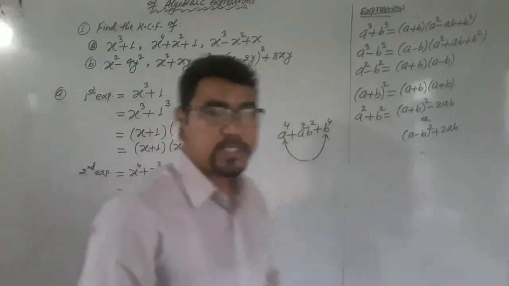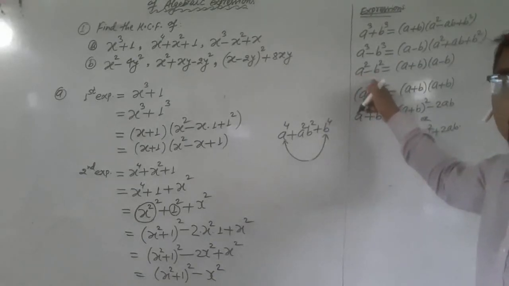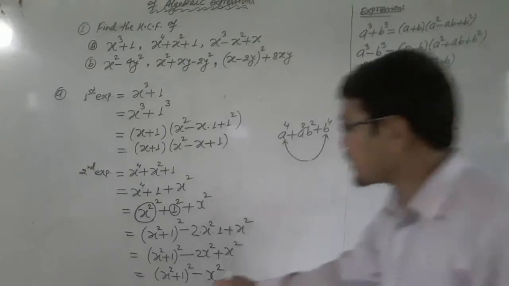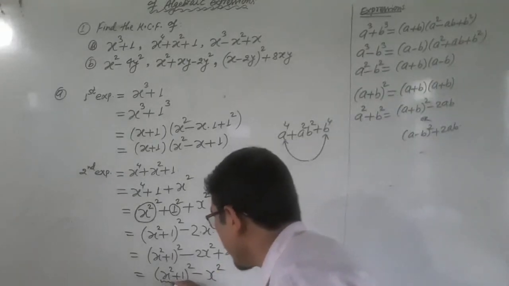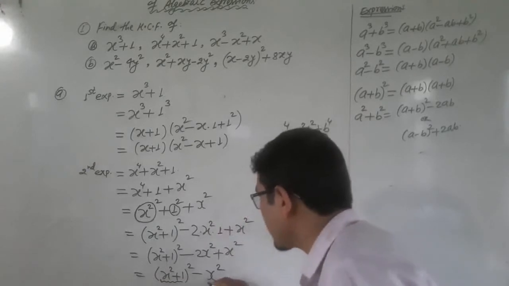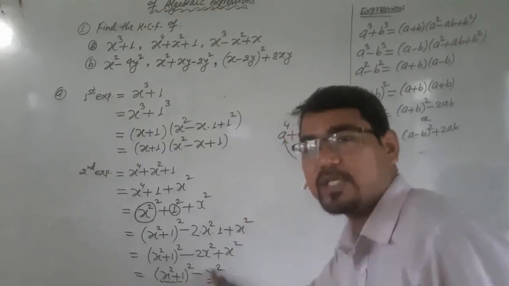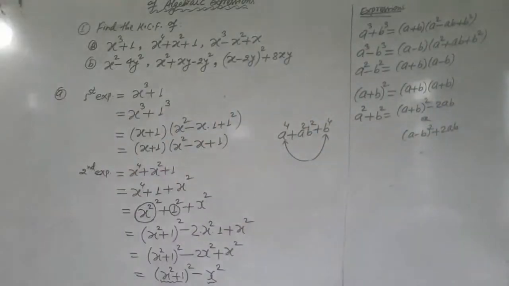The formula for a square minus b square is (a plus b) into (a minus b). So this is in the form of a square minus b square. Look here, we can consider this as a and this x as b. Then the a square minus b square formula is a plus b into a minus b.